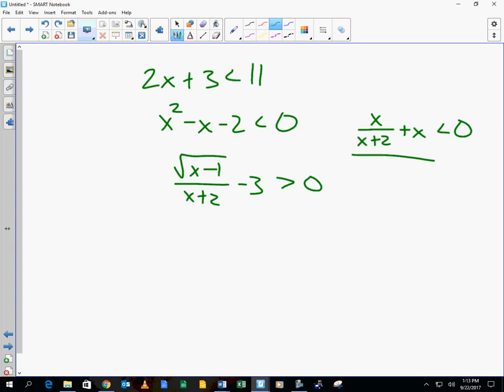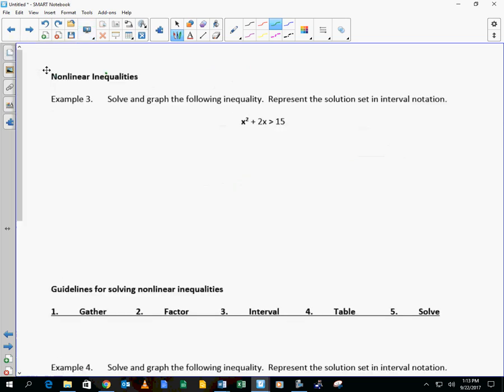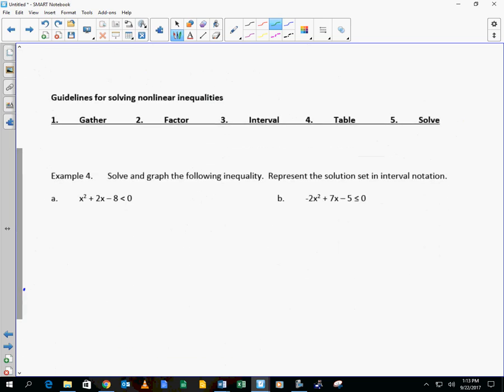And you plug it in. No, but I will show you how you find the solution. We go through a table testing method. We start with gathering all terms on one side and set equal to 0. That's the first step. Get all the terms on one side, set it equal to 0.